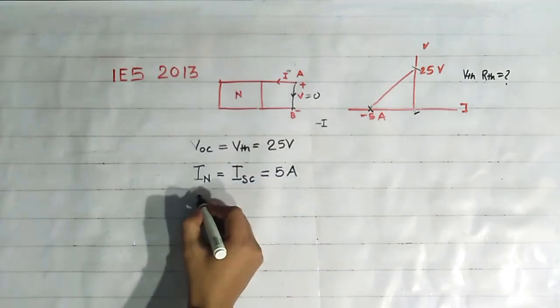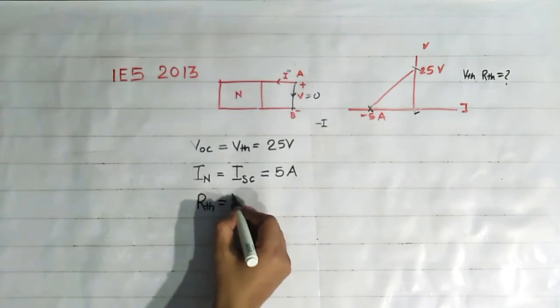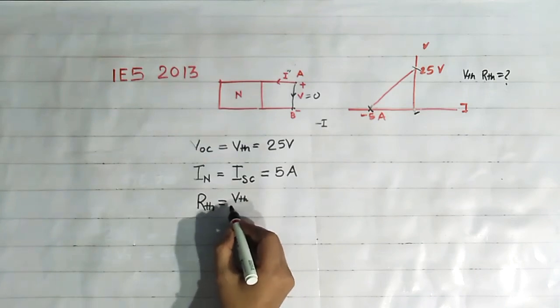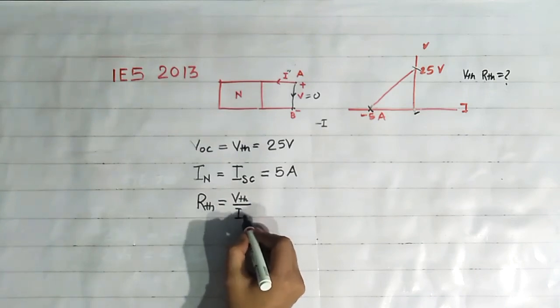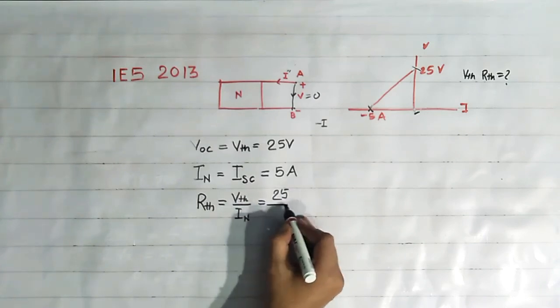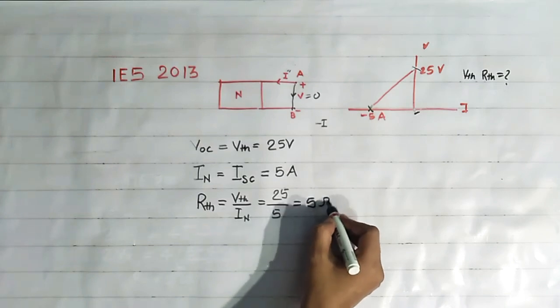Now what is the value of Thevenin resistance RTH? It is simply equal to VTH by IN. And what is VTH? That is equal to 25. And what is IN? That is equal to 5. So we get RTH is equal to 5 ohm.